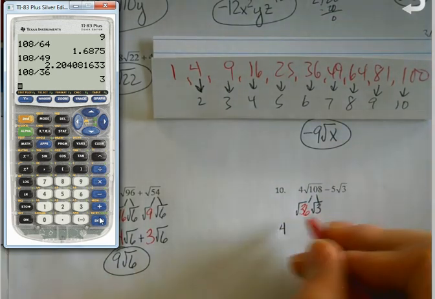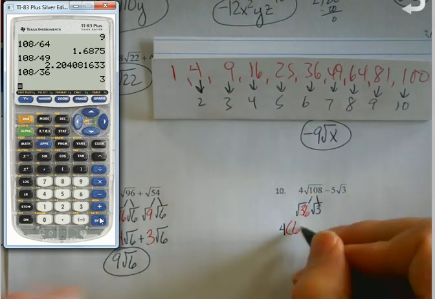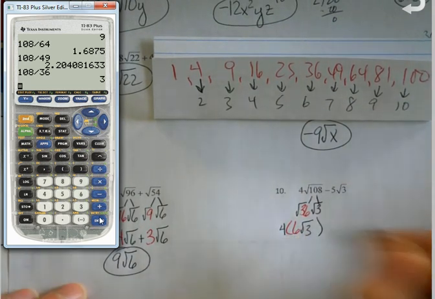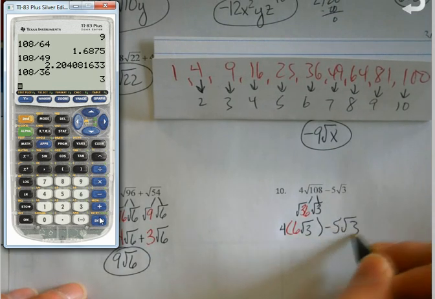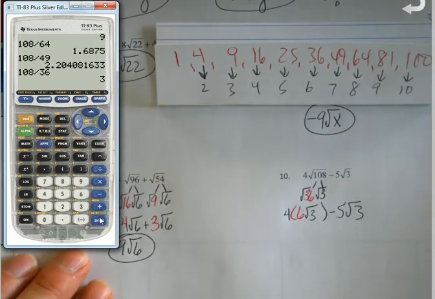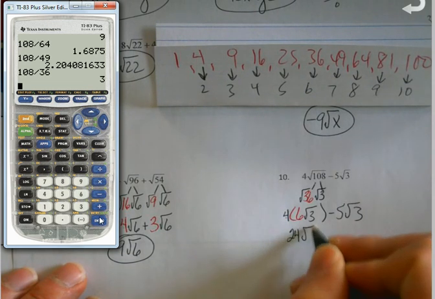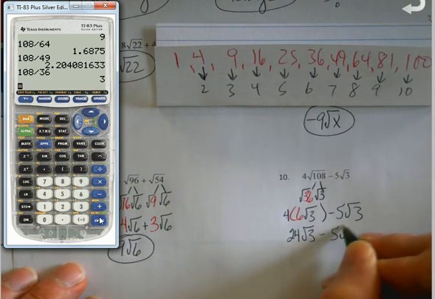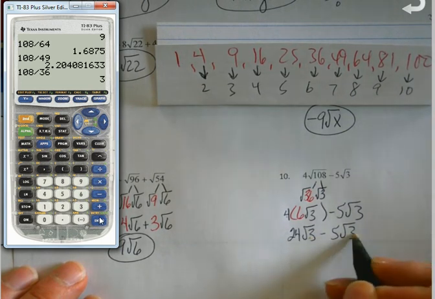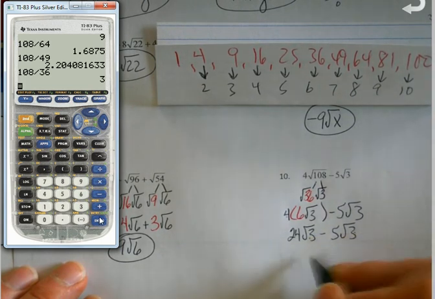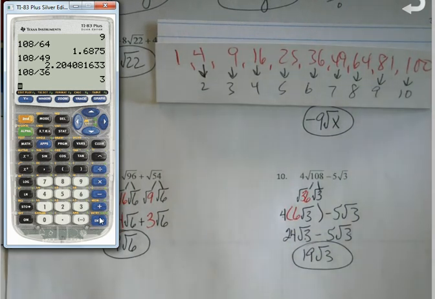So the square root of 36 is 6. This one I can't break down at all, but I start to notice, I'm like, hey, they both have square roots of 3. 4 times 6 is 24. Minus 5, square root of 3. Same radical, so I can put them together. 24 minus 5 is 19, and I'm set.